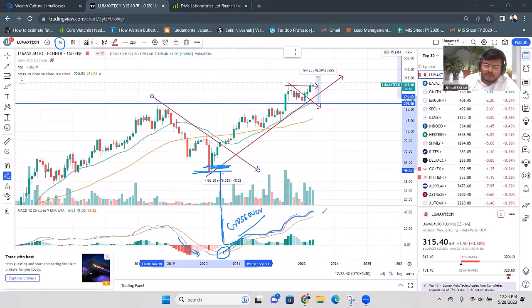And because this has still not given me a sign to exit, because I will exit when this comes down and there is a very clear sign of my MACD line going below my signal line. So this is my time to exit, but it has not yet given me an exit signal. So I'm still invested in Lumax Technologies.